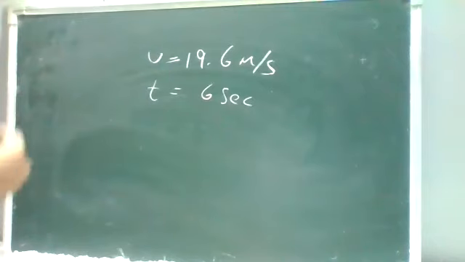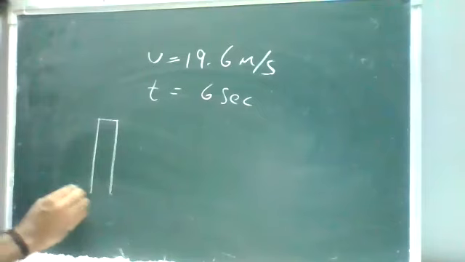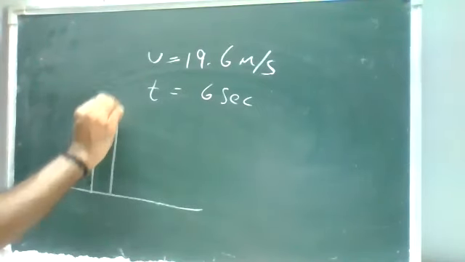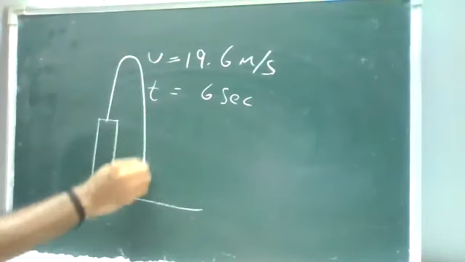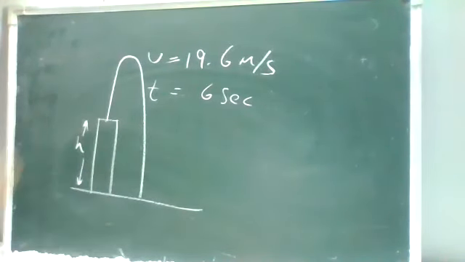Now remember, the object is thrown in the upward direction from the height of a tower, so the height of the tower is measured from the ground. After 6 seconds, it reaches the ground. We are going to find the height of the tower.